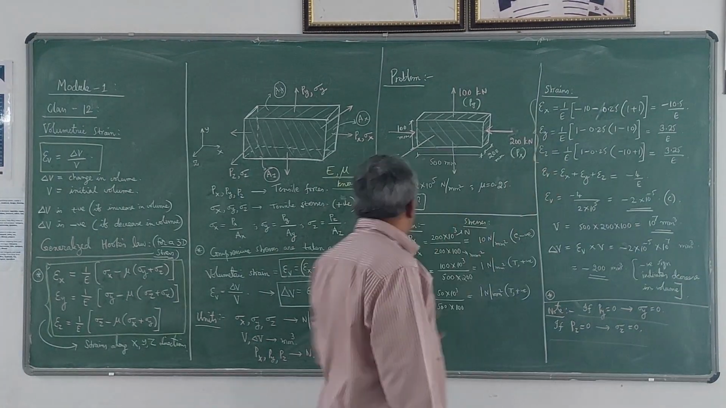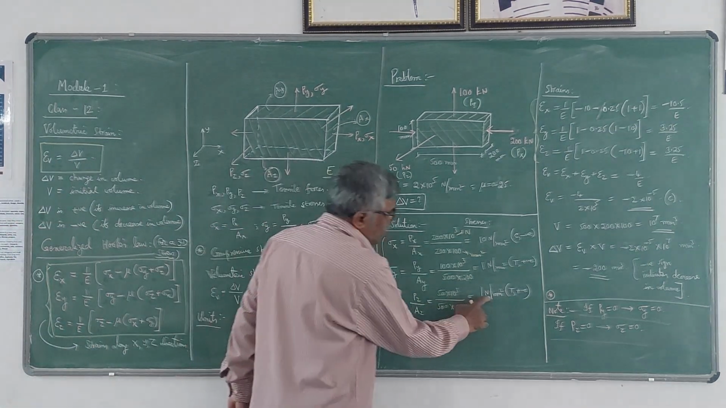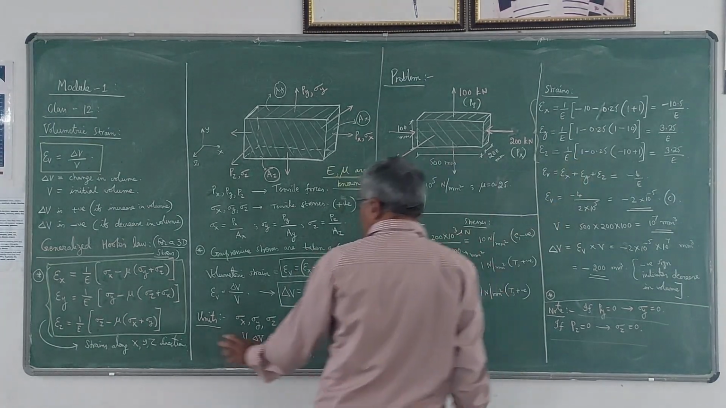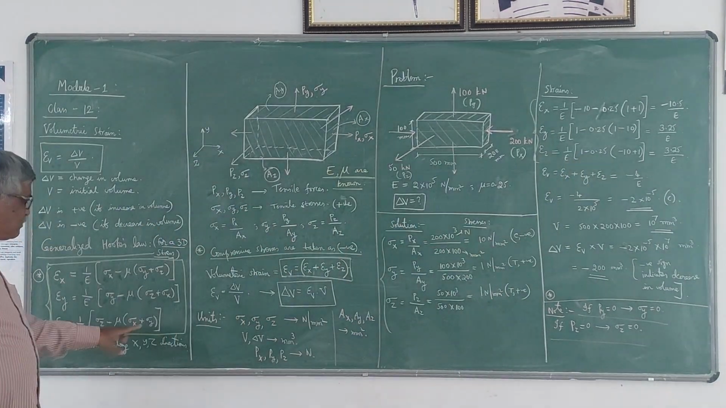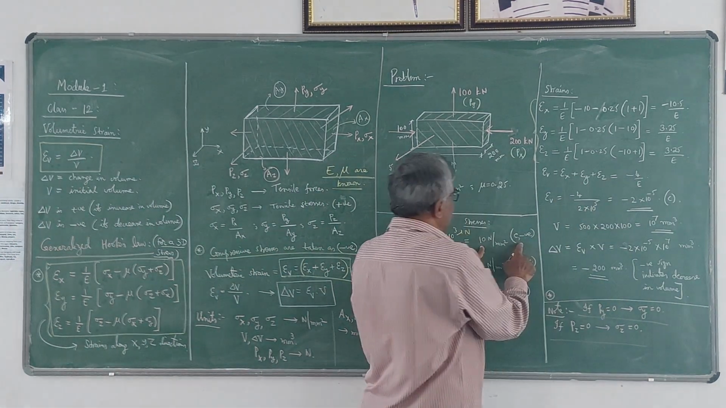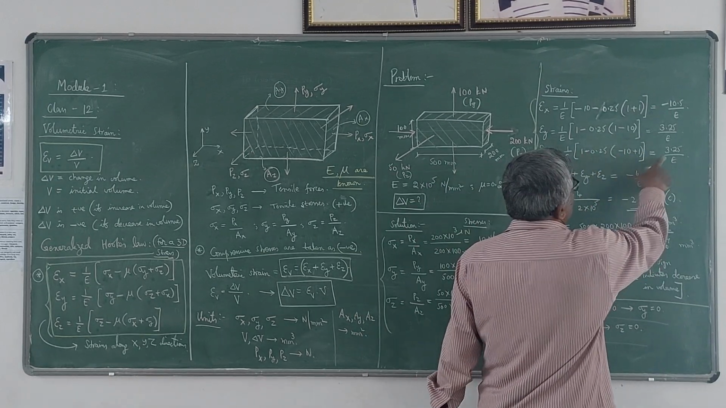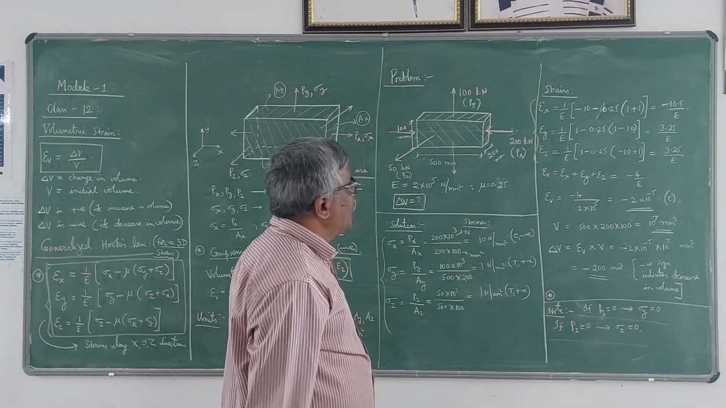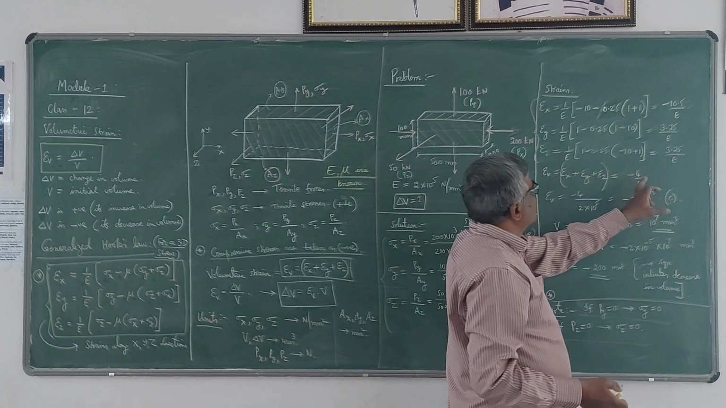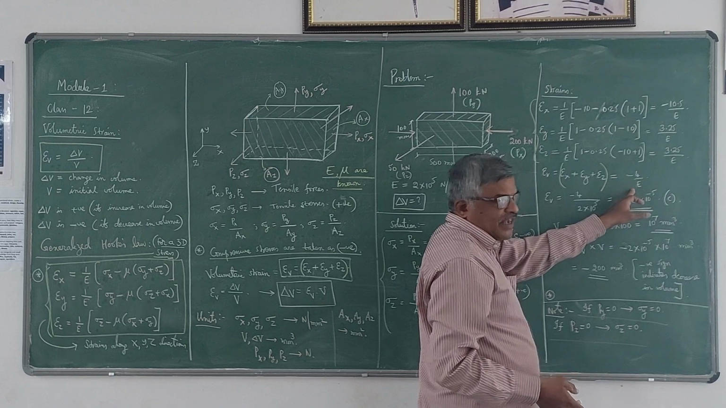Then epsilon z, 1 by E into, see here, sigma z you have got 1 Newton per mm square, which is tension positive. So 1 I have to take, minus 0.25 or mu into sigma x plus sigma y means sigma x will be minus 10 now because it is compression, plus sigma y is plus 1 because it is tension. So if you simplify this, you will get 3.25 by E. Now if you add all these three, epsilon x plus epsilon y plus epsilon z, E is common here. So minus 4 you get divided by E.